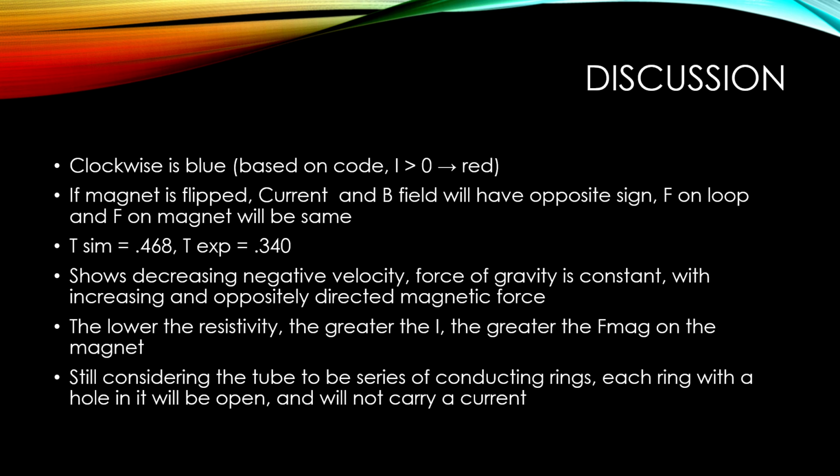If the tube is considered to be a series of conducting rings, then cutting holes and slots in the tube will then create rings that have holes and slits in them. These rings will then be open and will not carry a current. Then, not all of the rings will contribute to the net force. Also, if the resistivity of the conducting tube is lower, then it will have a greater current. And the greater the current, the greater the force of magnetism on the magnet.